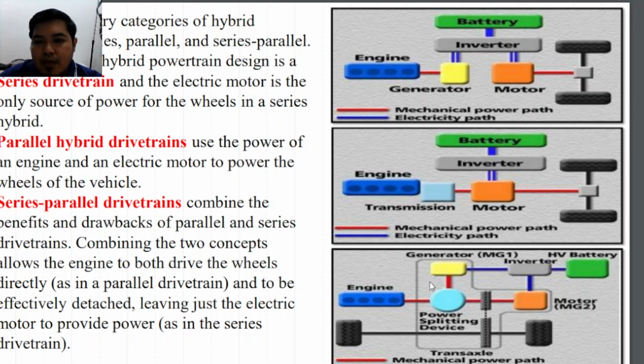So the last one is the layout for series parallel drivetrain. Series parallel drivetrain combines the benefits and drawbacks of parallel and series drivetrain. Combining the two concepts allows the engine to both drive the wheel directly as in a parallel drivetrain and to be effectively detached, leaving just the electric motor to provide power.